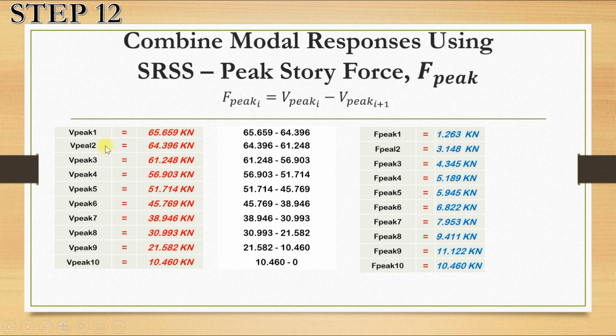So, para makuha naman natin yung peak story force ng mode 2, ganun pa rin, ima-minus naman natin yung value ng V peak 3 dito sa V peak 2. So, which is ito yon. So, ito yung magiging peak story force for mode 2, 3.148 kN. Hanggang dito sa 10. So, dito sa 10, mapapansin natin na 0 lang ang minus natin because wala nang kasunod na floor or mode. So, 10.460 minus 0. So, ang peak story force pa rin niya for mode 10 ay 10.46 kN.